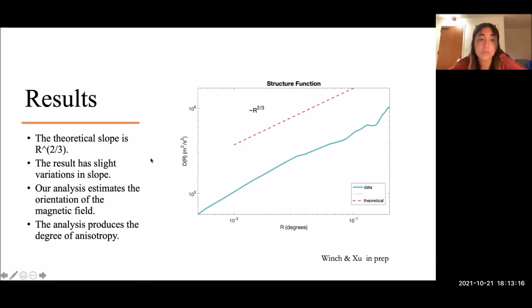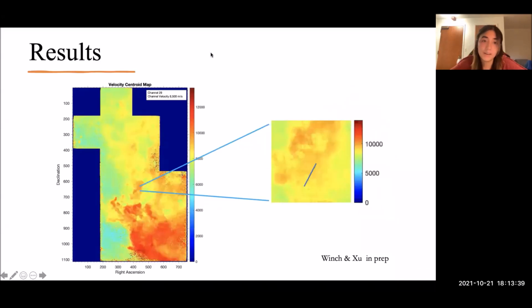Now onto our results. The theoretical slope for our project was r raised to the 2/3, which can be seen by this dotted line. Our result in blue is pretty similar, although we do have some slight variations in slope. Our analysis was able to estimate the orientation of the magnetic field and produce the degree of anisotropy, which I will go over right now.